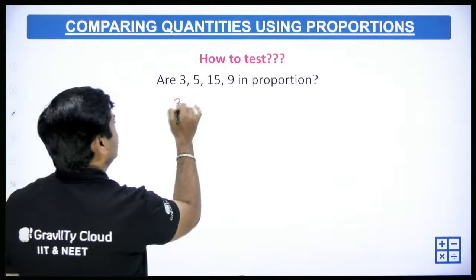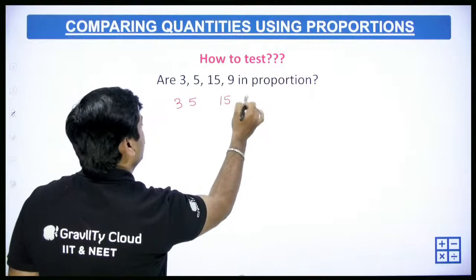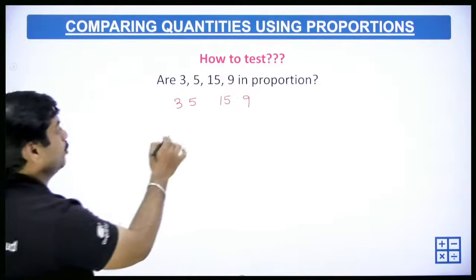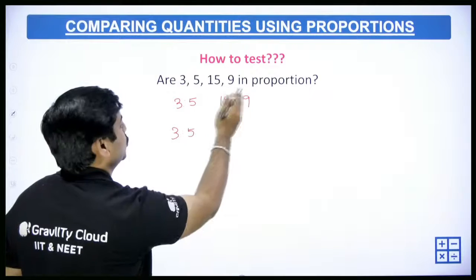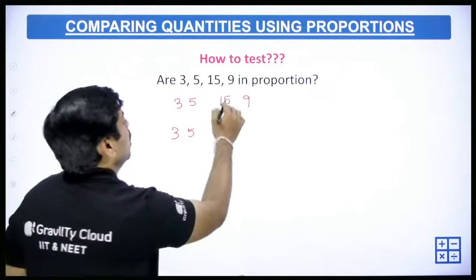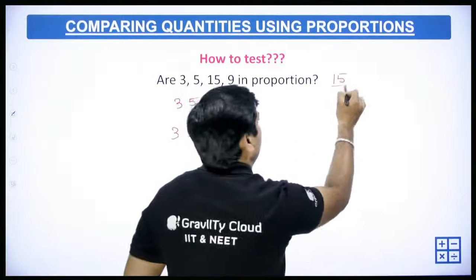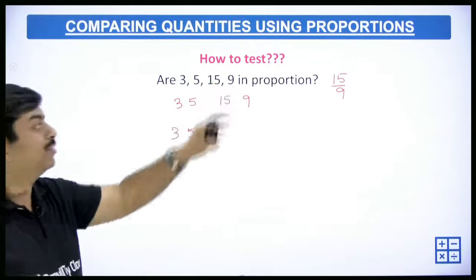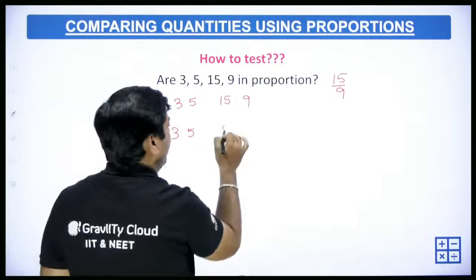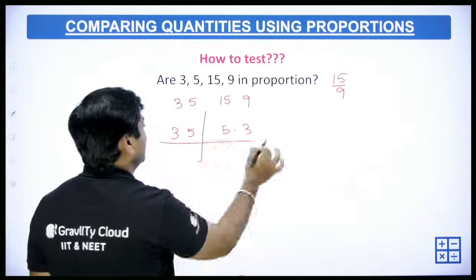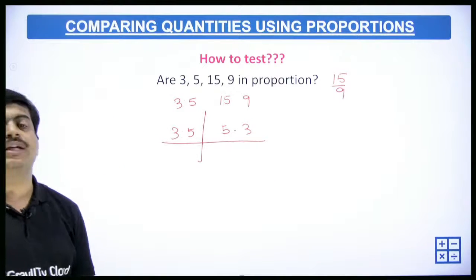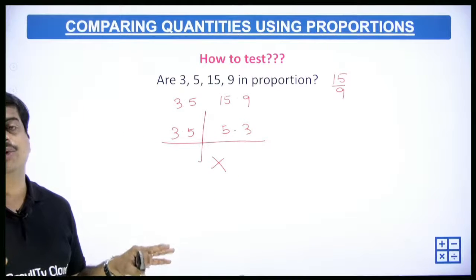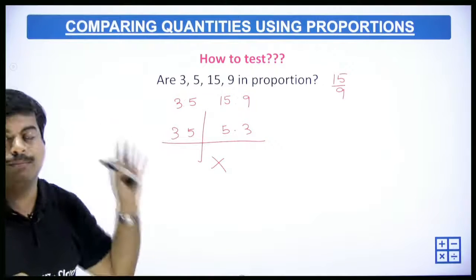Let us find 3 is to 5 and 15 is to 9. If these two ratios are equal, then we can say they are in proportion. 3 is to 5, you cannot change further. 15 is to 9 is nothing but 15 by 9. If we divide by 3, we get 5 is to 3. We can easily say that 3 is to 5 and 5 is to 3 are two different ratios. There is no equality between these two, so they are not in proportion.